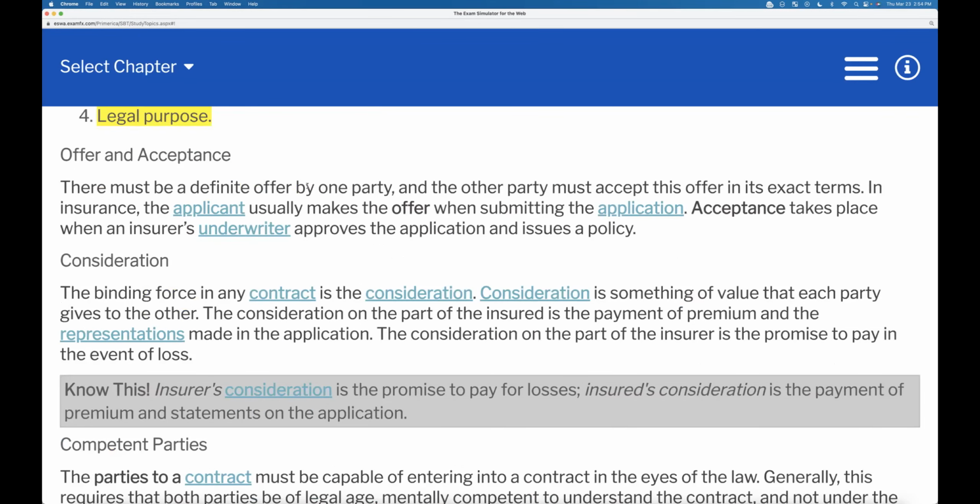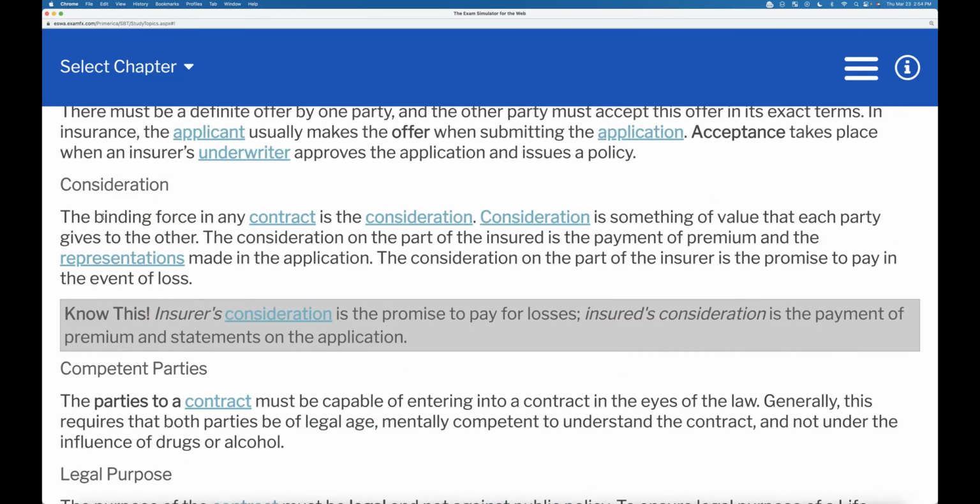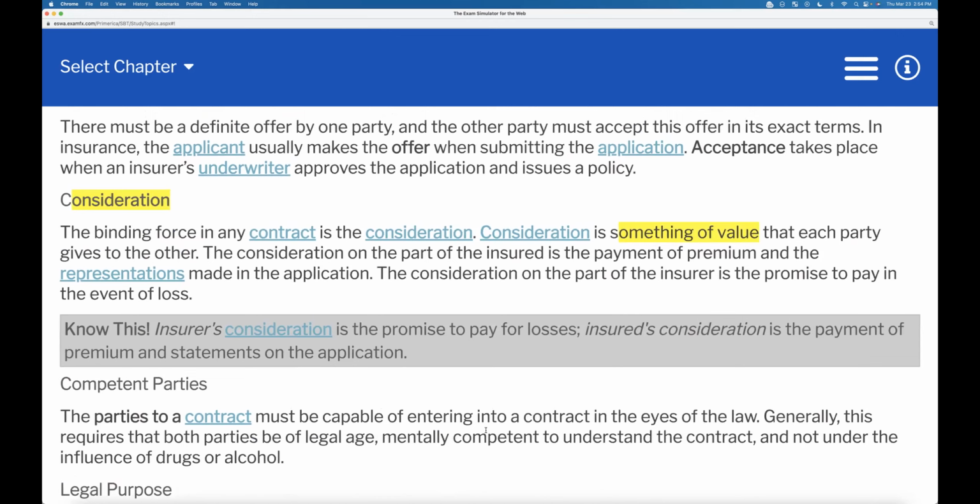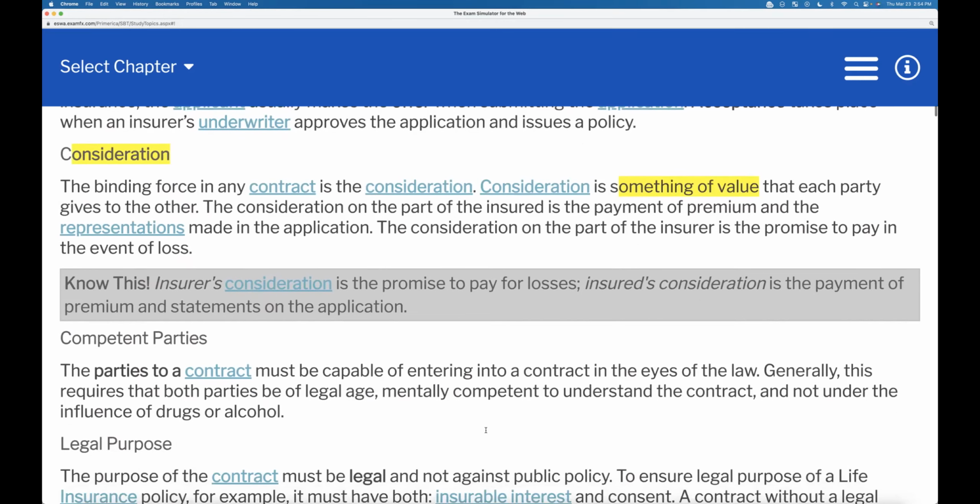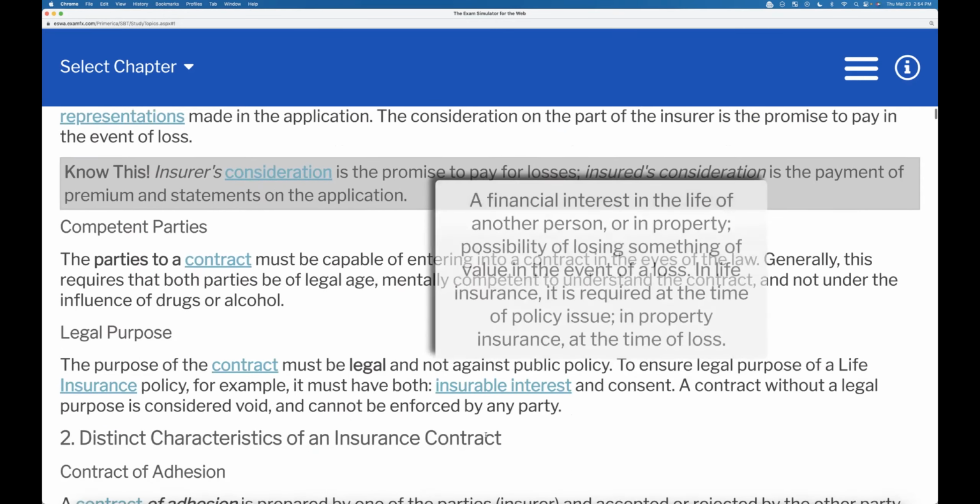Offer and acceptance: there must be a defined offer by one party. Consideration is something of value, money. Yeah, I studied this one last night.